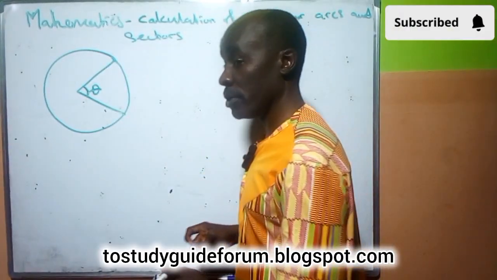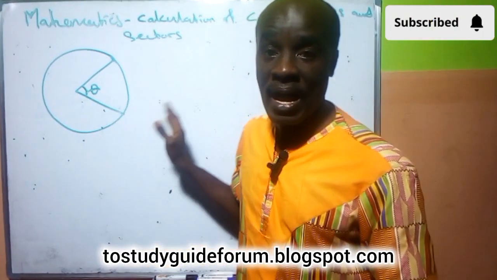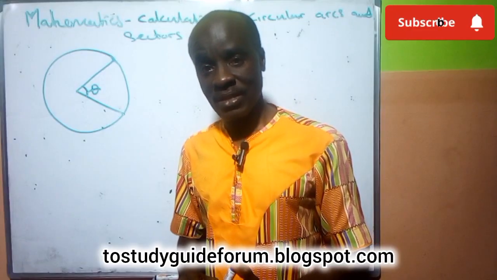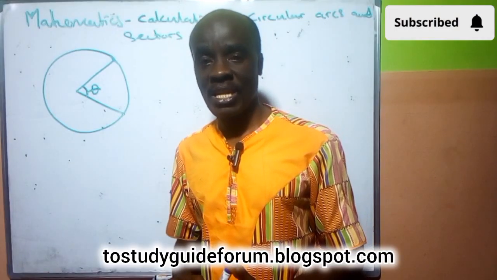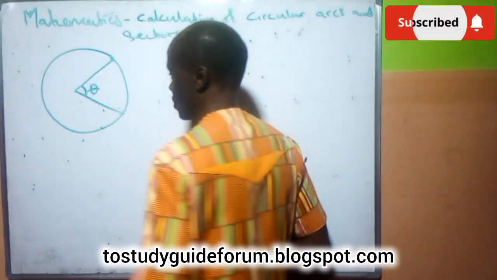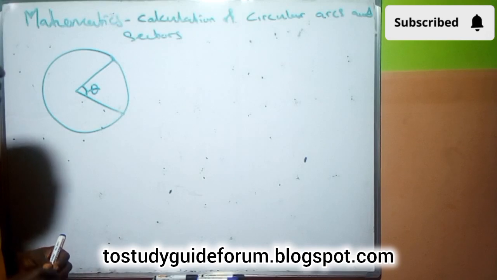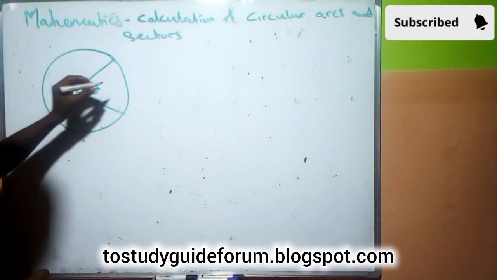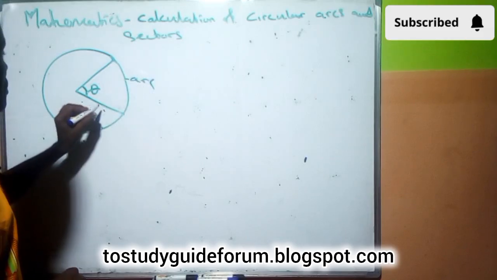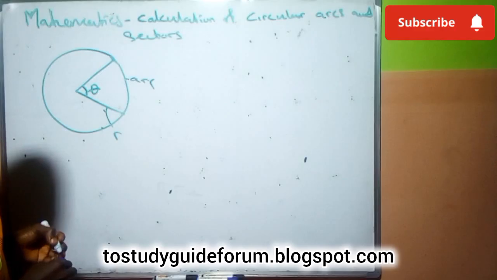So today we are going to be studying how to calculate the arc of a circle and the sector. What I have here is just a picture of what it's like when you are drawing a circle. Let's see how it's like. Say that this place is what we call the arc. This is the arc. This is the radius, and this is the angle, theta.